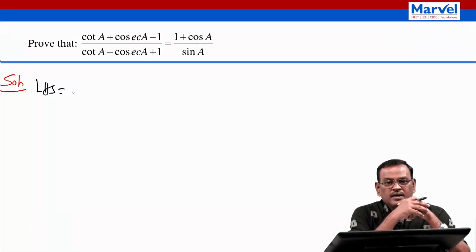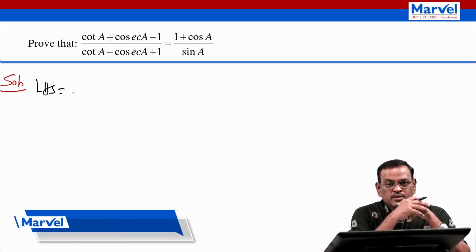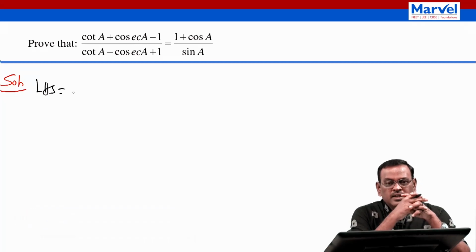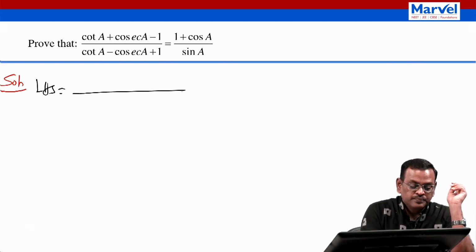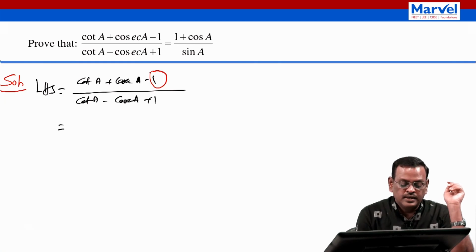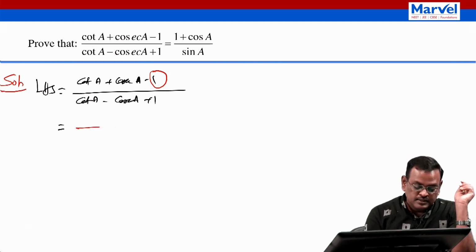Prove that cot A plus cosecant A minus 1 by cot A minus cosecant A plus 1 equal to 1 plus cos A by sin A. Again this is the same concept, replace 1 in the numerator by the suitable identity. So first write the LHS: cot A plus cosecant A minus 1 by cot A minus cosecant A plus 1. Now replace this 1 by the identity and fix the denominator as it is.